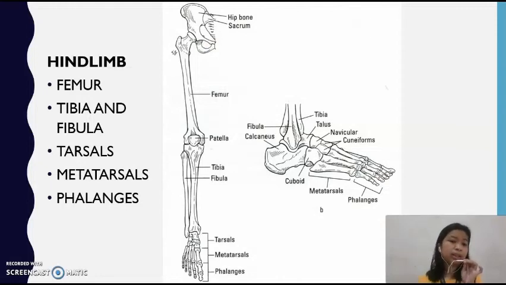Okay. Next, tarsal, sa ankle natin yun. And metatarsals, so sa ating feet. And phalanges sa toes. Okay. And yan, nahahati pa rin yung, we have different names for the bones in our feet. So, after the tibia, we have there the talus, navicular, and the cuneiforms. And yung pinaka-ankle mismo is the calcaneus, the cuboid, yung sumunod doon, the metatarsals, and of course, the phalanges. Okay?